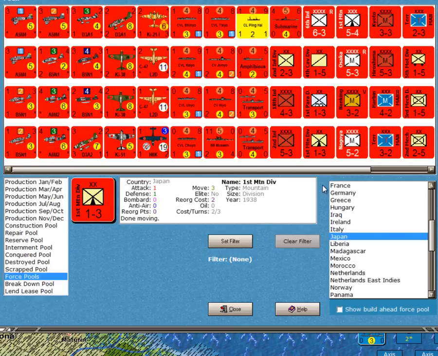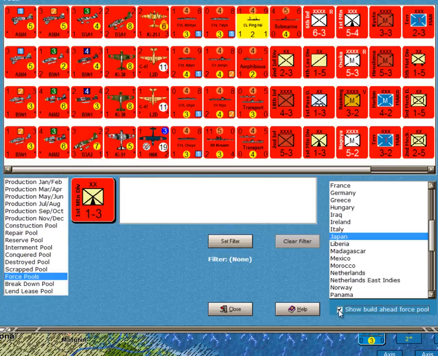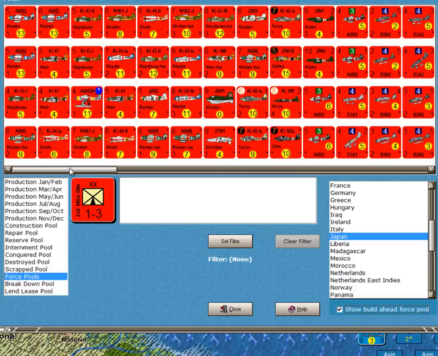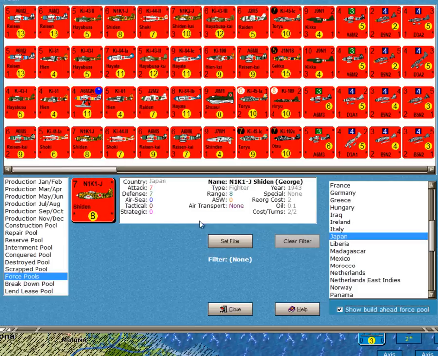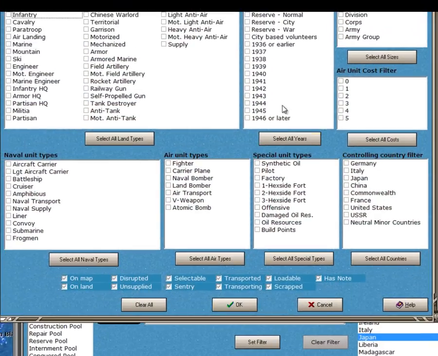All the major powers will get additional units added to their force pool at the beginning of the year. That is the January-February turn. If I click on this button down here, Show Build Ahead Force Pool, you will see all the units Japan will receive during the years of the war, and there are a lot of these. We can go out and set the filter, so we could just look at the ones that Japan is going to receive in 1940.